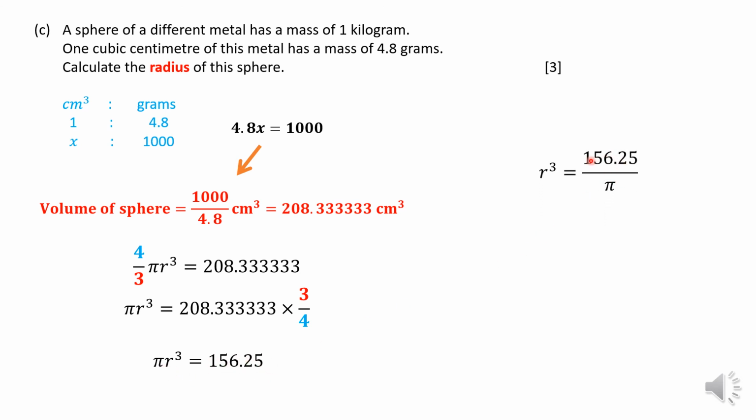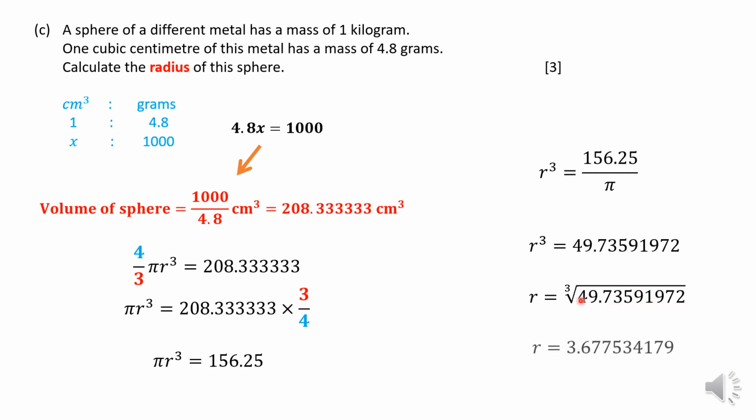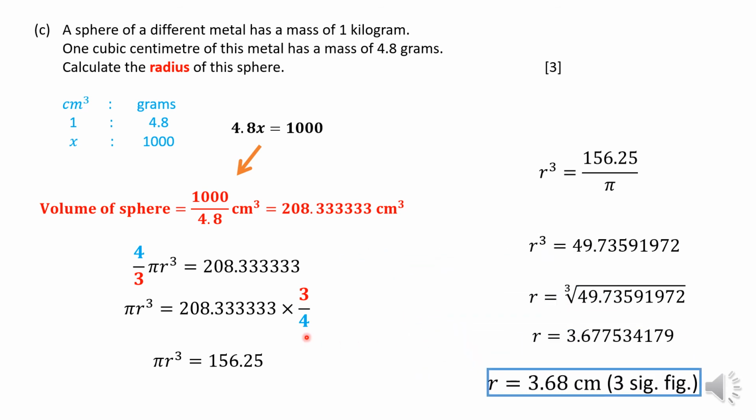Remember, the idea is to make r the subject of the formula. So this is r cubed, and the reverse of something cubed is the cube root. So I will find the cube root of 49.7 and so on. This is going to give me directly the radius that is required. Then you go ahead and round that particular answer as I did here, which is 3.68 centimeters, correct to 3 significant figures.